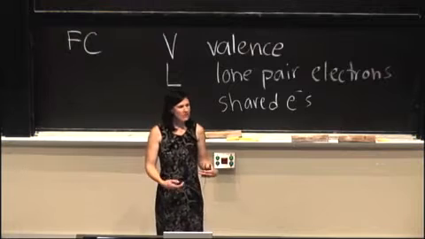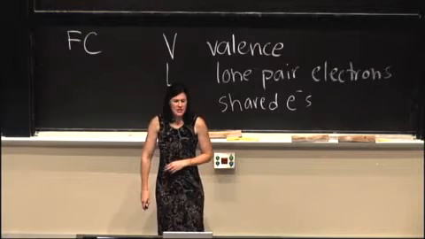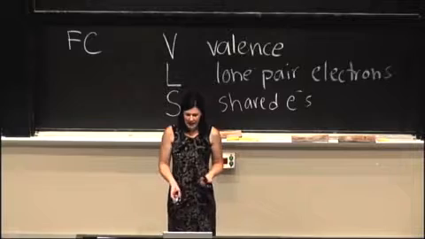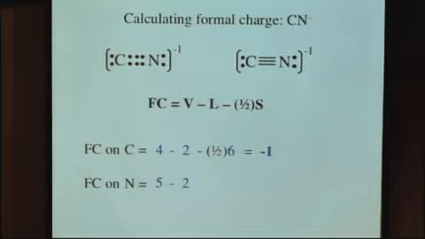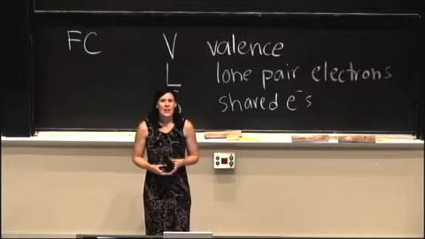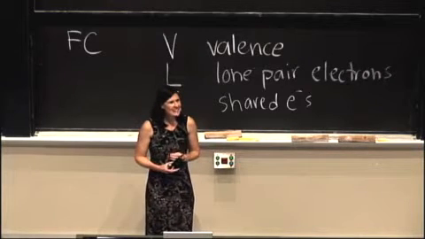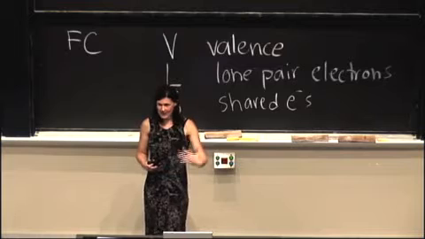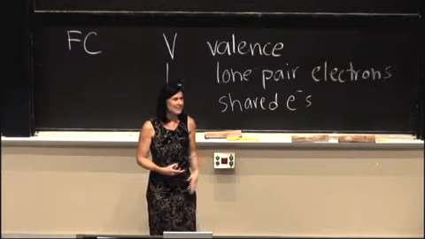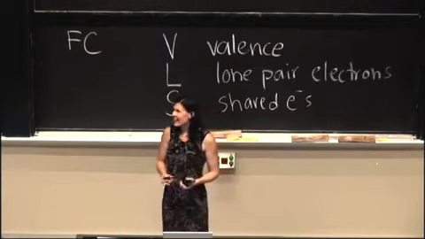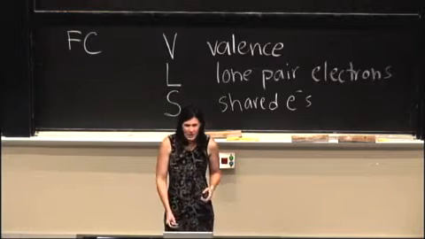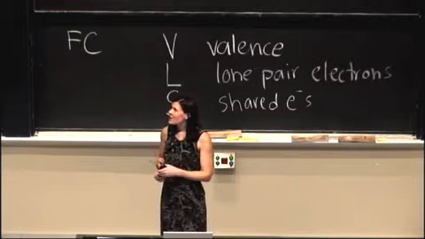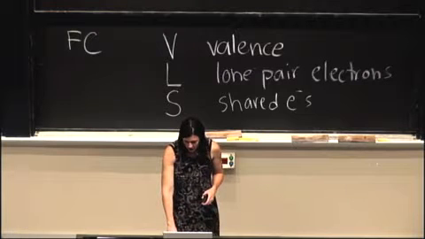We can do the same thing for nitrogen. Nitrogen starts off with a valence number of 5. Again, we have 2 lone pair electrons on the nitrogen, and again, we have 6 electrons that are shared. So what we see is that the formal charge on the nitrogen is 0. Also, formal charges can be checked, as I just said. -1 plus 0 should add up to -1 if, in fact, we're correct for the CN anion, and it does. So we know that we're probably on target in terms of calculating our formal charge.